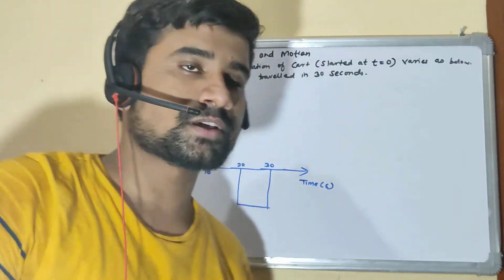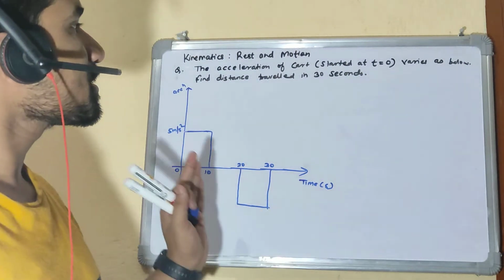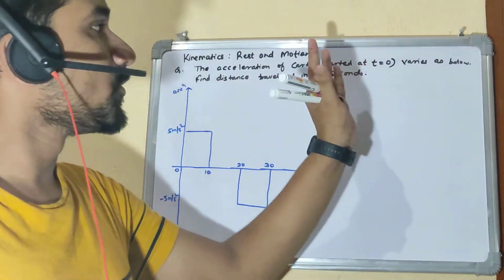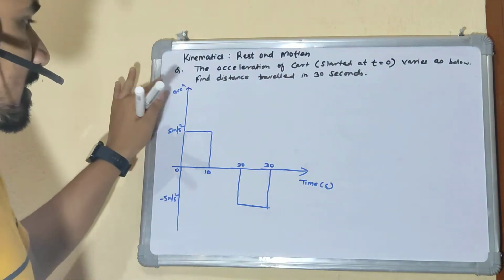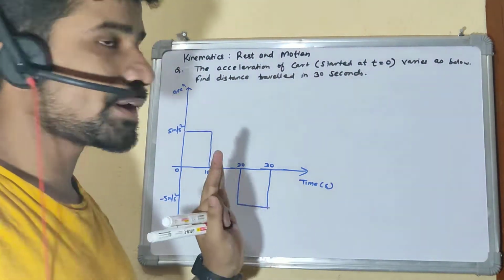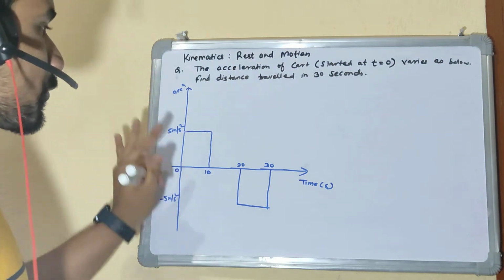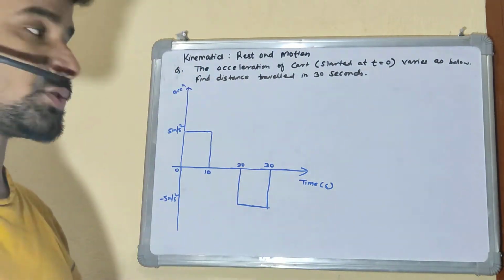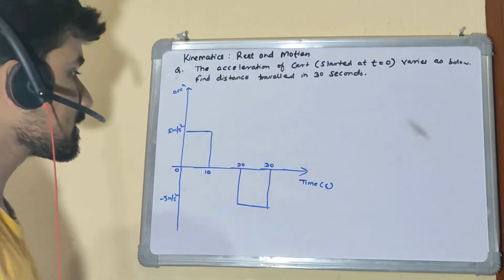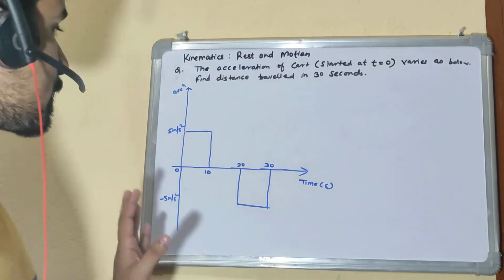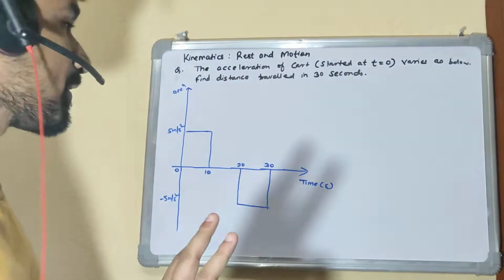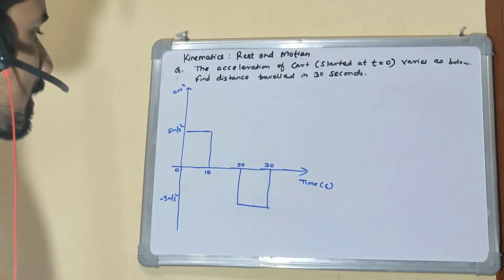Let's discuss another problem. The acceleration of a cart started at t equal to 0 seconds varies as below. So this is the acceleration versus time graph for the given cart, right? We need to find how much distance that cart travels in the 30 seconds duration, right? If you see this 30 seconds duration, there are three different levels of motion, right?